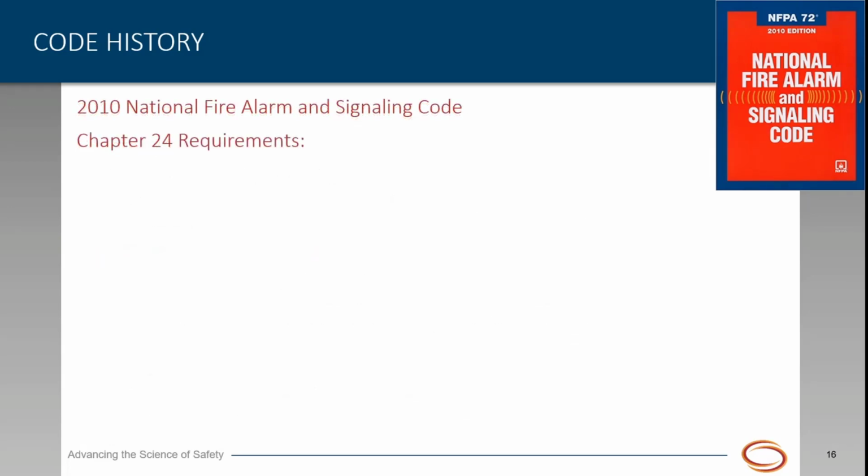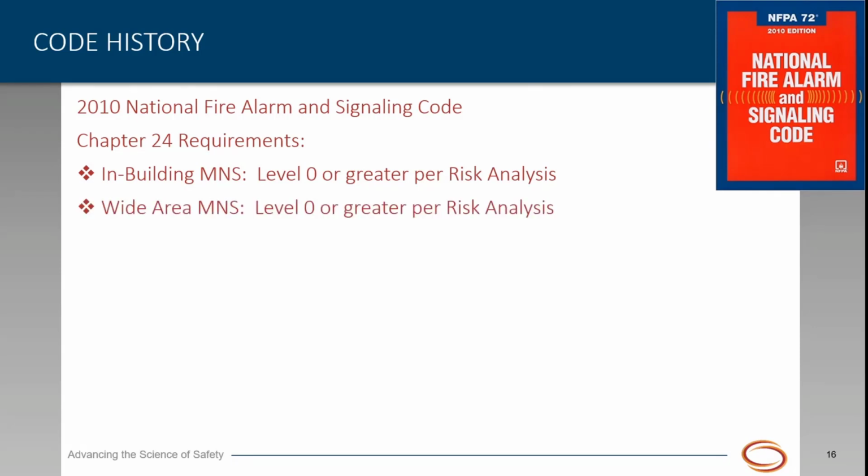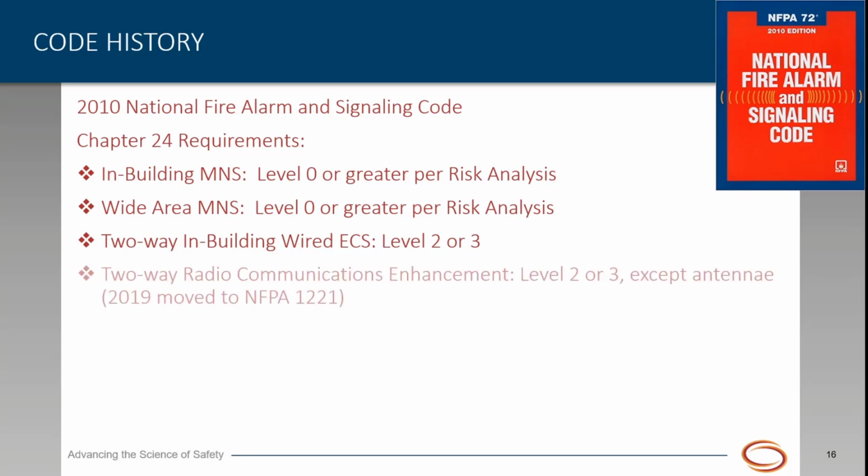Now, many people stop right there when it comes to survivability, but Chapter 24 has much more to it. First of all, if you have an in-building mass notification system of any kind, you need to do a risk analysis to determine survivability. If you have a wide area system, it's very similar. You must do a risk analysis to determine survivability requirements for that system. If you have a two-way in-building wired emergency communication system, which is what we would call firefighter telephone, that requirement continues to be level 2 or level 3.